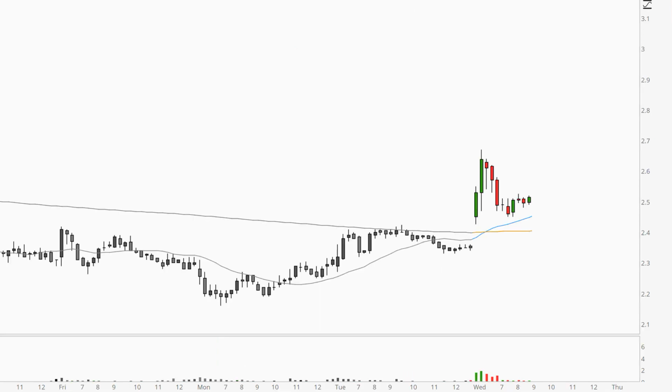Here's another example. This was BBIG off the 15-minute chart. Now this one was a very deep pullback. So what you can do is let that first buy setup go.